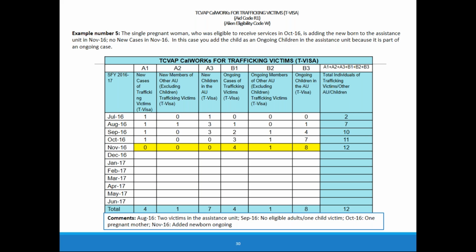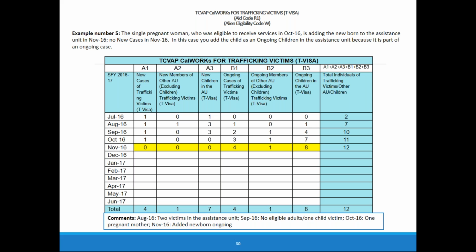Example number five. The single pregnant woman who was eligible to receive services in October 2016 is adding the newborn to the assistance unit in November 16. We have no new cases in November 2016. In this case, you add the child as an ongoing child in the assistance unit because it is part of an ongoing case. This information will be entered in the November 16 row.